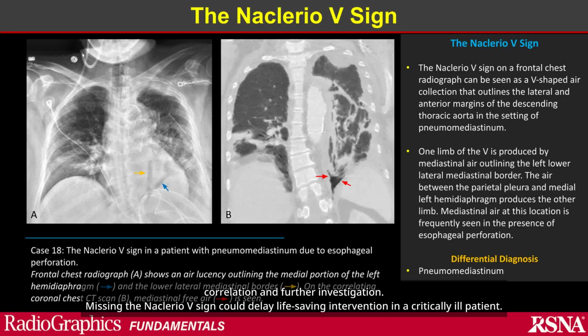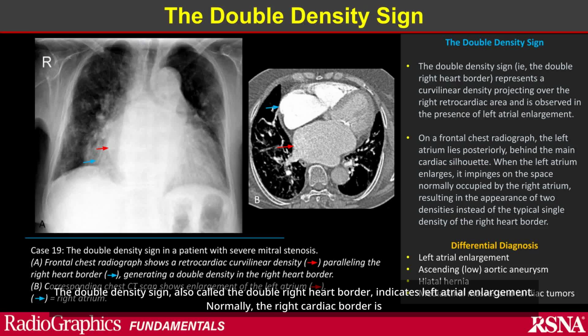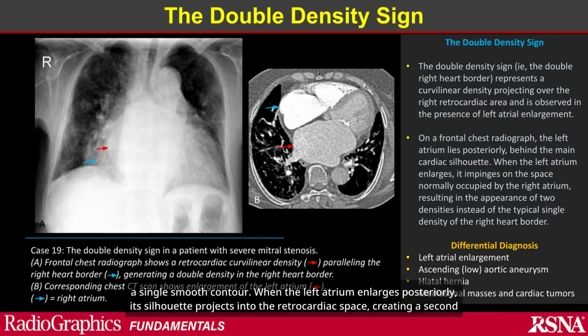Missing the Naclerio V sign could delay life-saving intervention in a critically ill patient. The double density sign, also called the double right heart border, indicates left atrial enlargement. Normally, the right cardiac border is a single smooth contour.